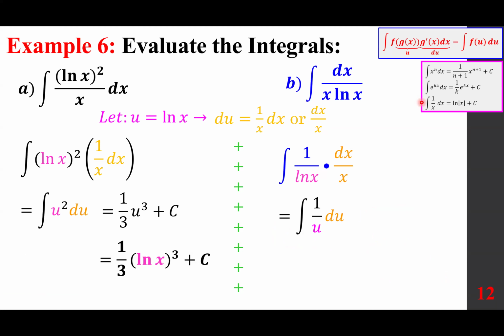And it's a simple case of a natural log. So natural log of absolute value of u plus a constant. The u itself is ln x. So it's ln of absolute value of ln x plus c. As always, if you differentiate, you get this one without the dx. That means you get 1 over x ln x dx. That's what you get.